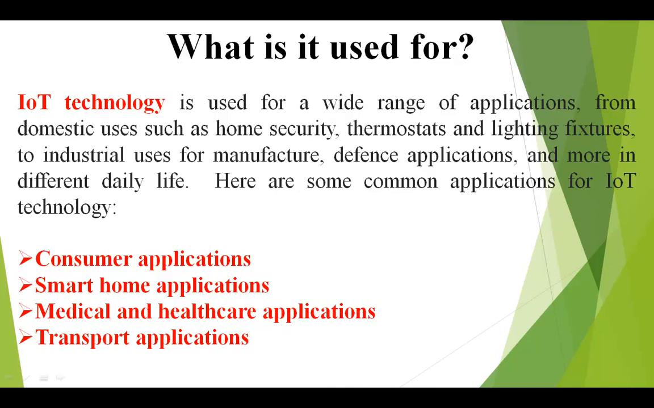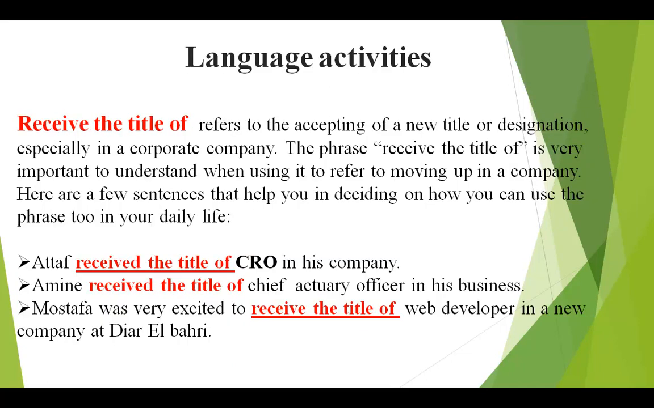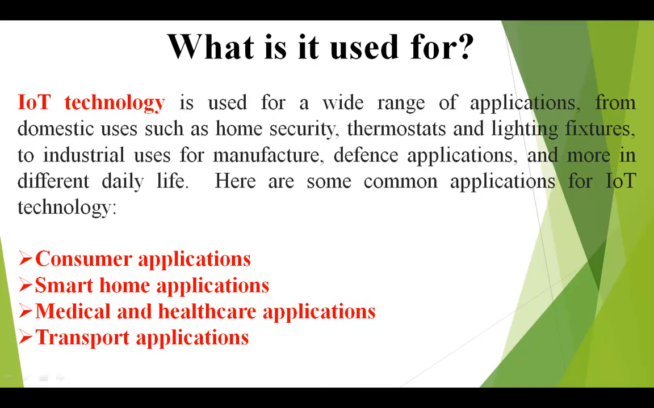So what is it used for? IoT technology is used for a wide range of applications, from domestic uses such as home security, thermostats and lighting fixtures, to industrial uses for manufacture, defense applications, and more in different daily life. Here are some common applications for IoT technology: consumer applications, smart home applications, medical and healthcare applications, transport applications.